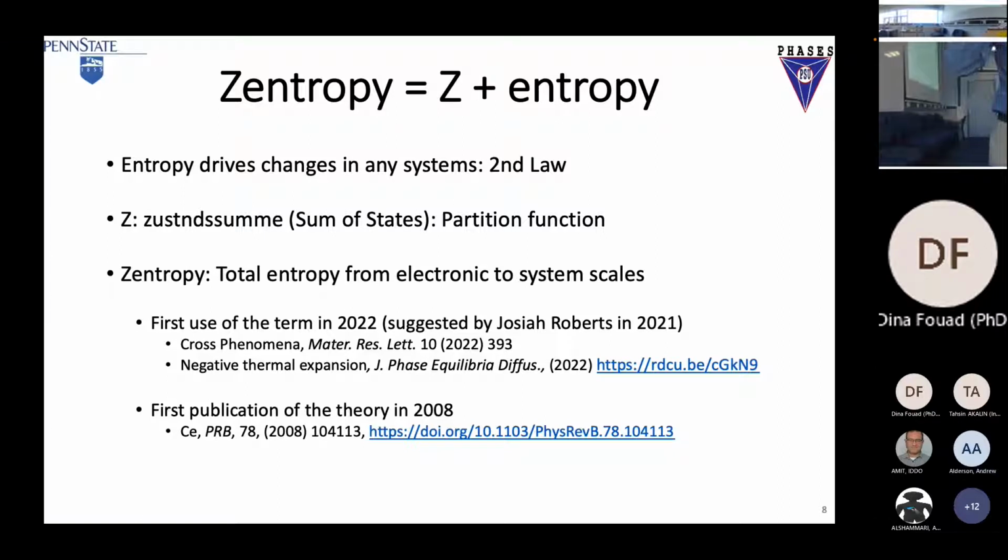So this is about Zentropy, how the term came. Well, we know the entropy drives the system, so it's the second law. Then Z is Zustandssumme, the German word for sum of the states, used for the partition function. The term Zentropy started last year, suggested by Josh Roberts in a seminar I gave. Exactly one year now, it was June last year.